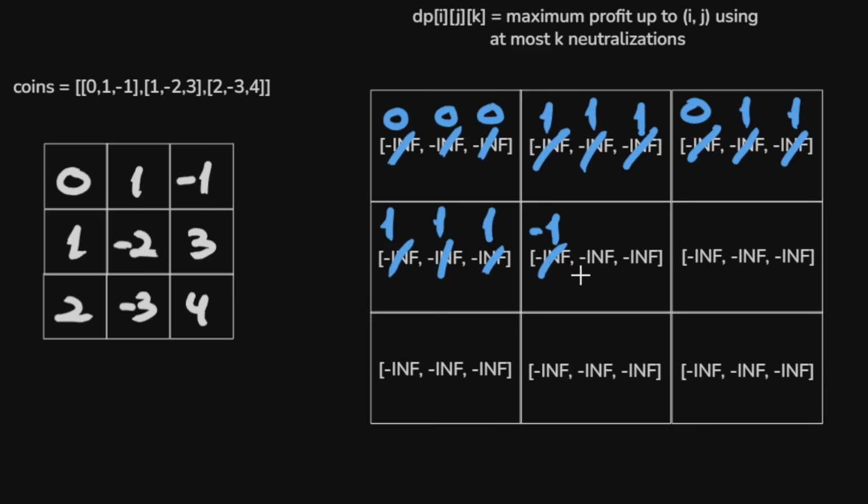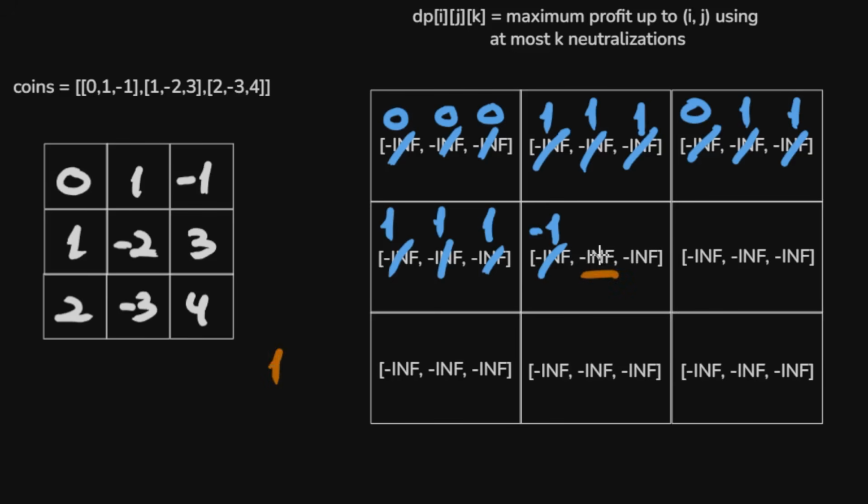Now, what if we are using at most 1 neutralization? Let's say that we are coming from above. If we use the neutralization, we can take the previous accumulated number at the current position minus 1 when we were not using the current neutralization. And this is 1 plus 0 because we are neutralizing this. And 1 plus 0 is 1, which is greater than minus infinity, so the result could be 1.